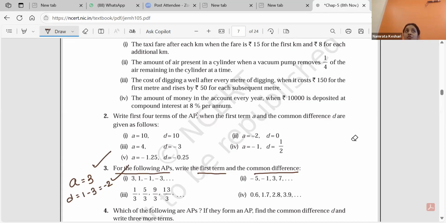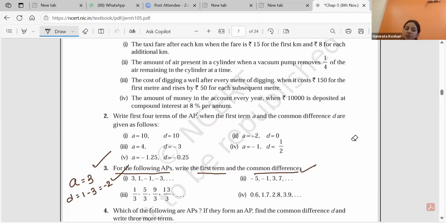Why are we not checking like the previous one? Because in the previous one we were not sure whether it is in AP or not, so we had to check whether all the differences are the same. But here we don't have to check because it is in AP, as written in the instruction. So we are just finding the first term and the common difference as asked. Getting it? Yes, ma'am.